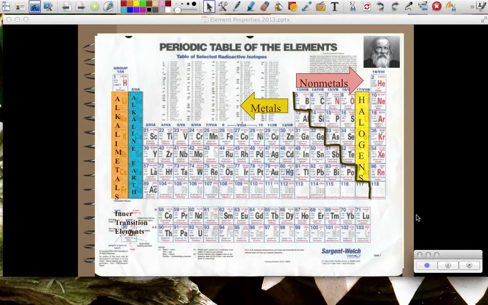Welcome to part 2 of the periodic table groups and families. So far we've learned about how the periodic table is broken up into metals and nonmetals, and then we talked about how the alkali metals are group 1, the alkaline earth metals are group 2, and we've also discussed the halogens, which are our nonmetal, group 7.